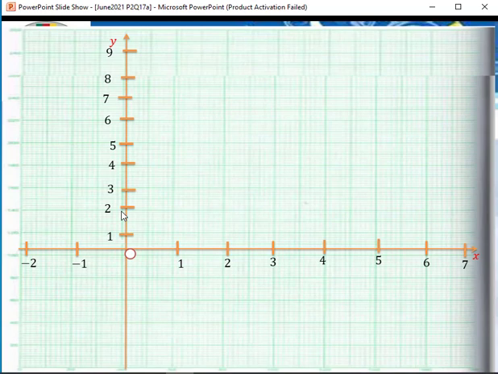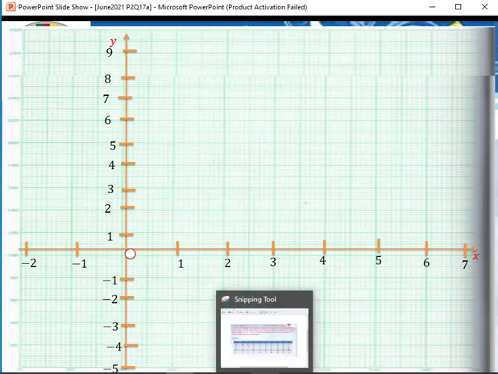So below the origin are negative numbers. So we have -1, same, 1 centimeter to represent 1 unit, -2, -3, -4, and -5. We cannot include more than that in this graph paper because it doesn't fit on the screen so well. So now let's start plotting the graph.